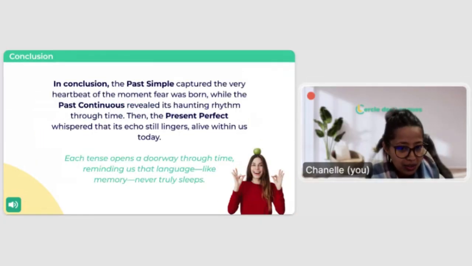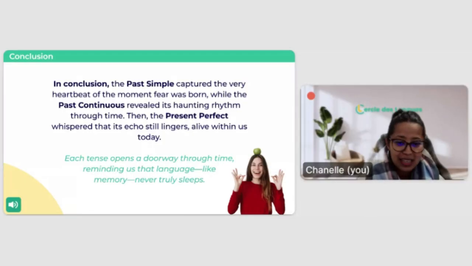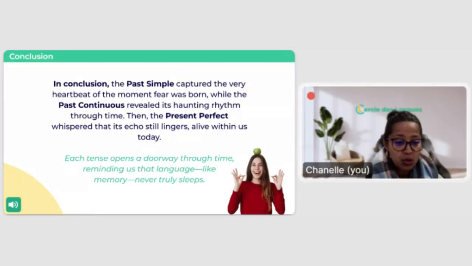So in conclusion, the past simple captured the very heartbeat of the moment fear was born, while the past continuous revealed its haunting rhythm through time. Then the present perfect whispered that its echo still lingers, alive within us today. Each tense opens up a doorway through time, reminding us that language, like memory, never sleeps.